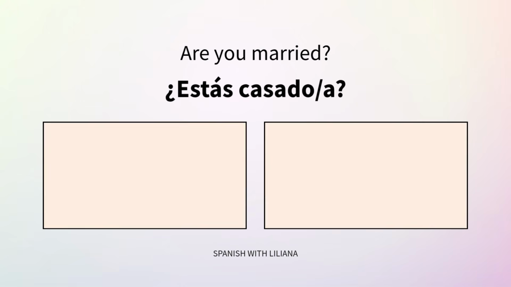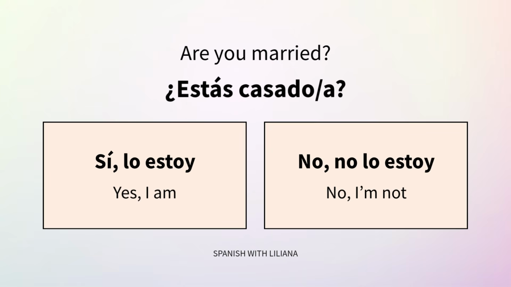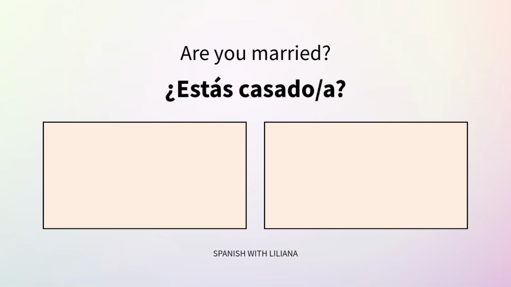All right, we're going to take a look at one more set of questions. The next question is, ¿Estás casado? ¿Estás casado means are you married? And you're asking a male. To ask a female, you would say, ¿Estás casada? And again, this is a closed question, so we can say sí or we could say no. We could say sí, lo estoy. Yes, I am. No, no lo estoy. No, I'm not. Or we could say the complete sentence.